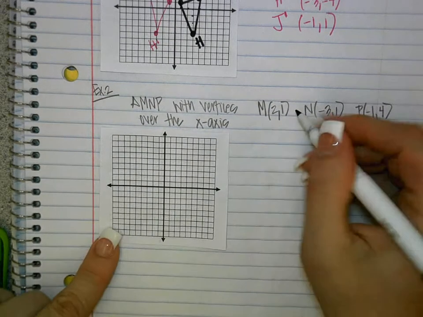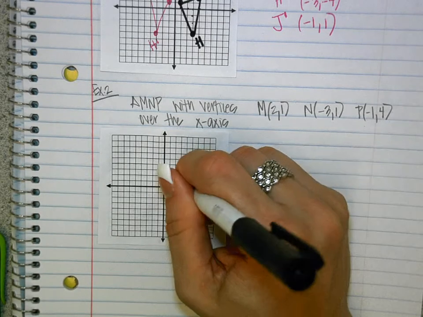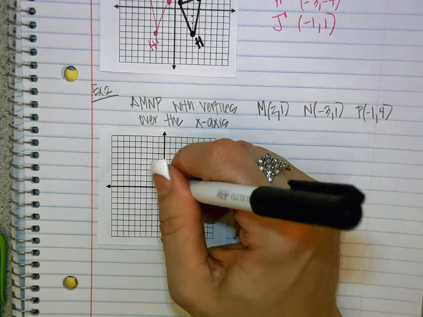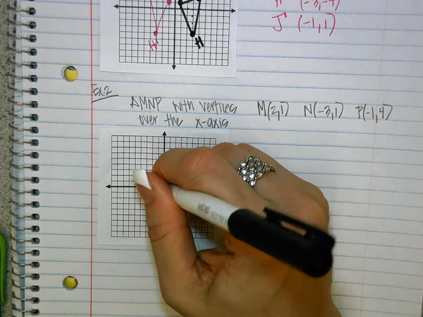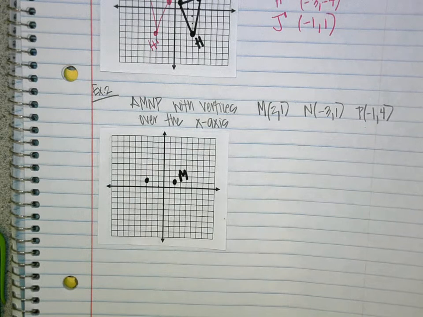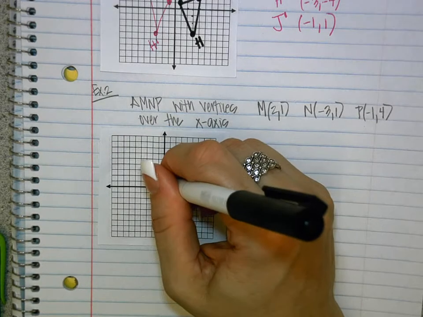So M is 2, 1. So that means right 2, up 1. That's your M coordinate. N is at -3, so left 3, up 1. I'm sorry, my bad. And P is -1, up 4.